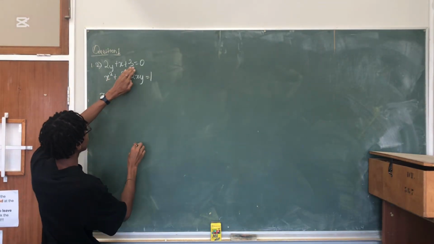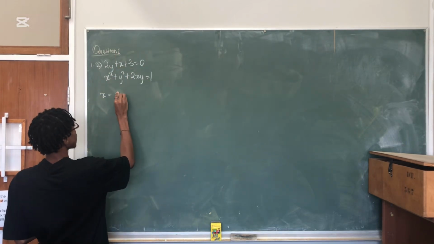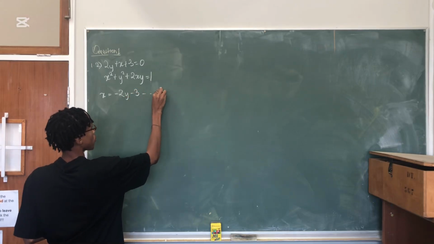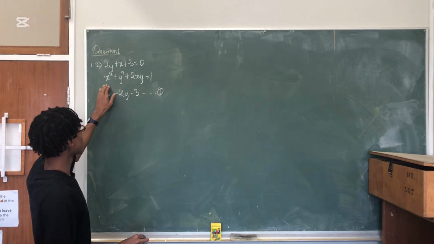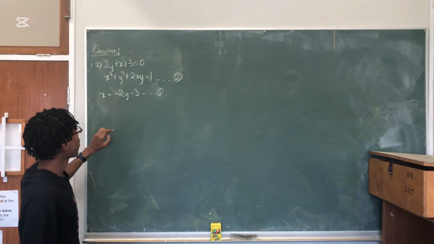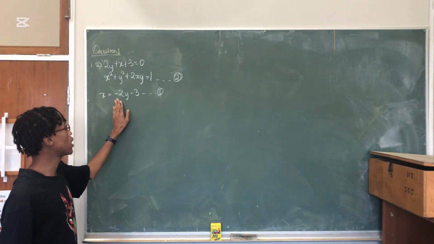We'll transpose 2y and 3 to that side. It's going to be negative 2y minus 3. This will be our first equation, and then this will be our second equation. Everywhere where we see x in the second equation, we're going to substitute this expression.